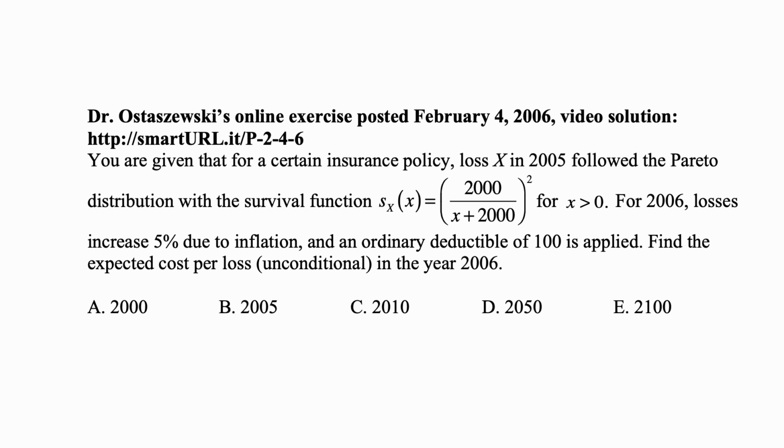Here's a problem for today for exam P on probability. You are given that for a certain insurance policy, loss X in 2005 followed the Pareto distribution with the survival function S sub X of x equal to 2000 over x plus 2000 squared for x greater than 0. For 2006, losses increase 5% due to inflation, and an ordinary deductible of 100 is applied. Find the expected cost per loss unconditional in the year 2006.